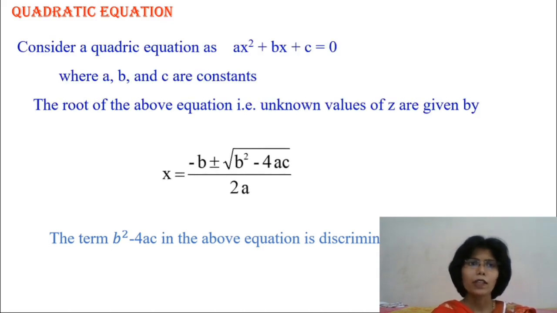Friends, first of all, we'll consider the quadratic equation ax square plus bx plus c is equal to 0, where a, b and c all are constants. The root of this equation is x is equal to minus b plus or minus square root of b square minus 4ac upon twice a, where the term b square minus 4ac in this equation is the discriminant.